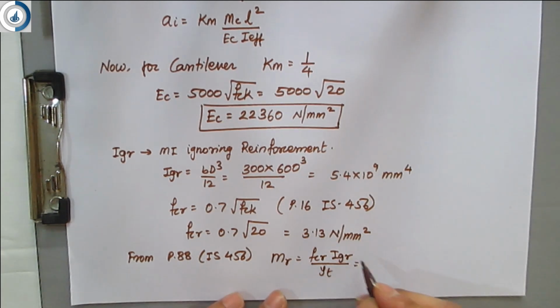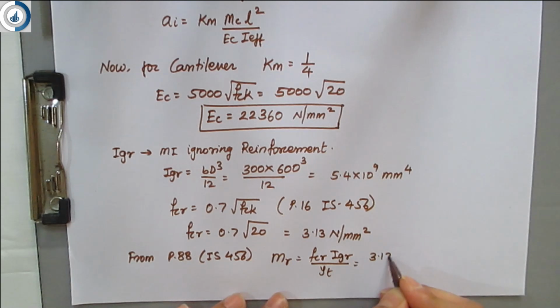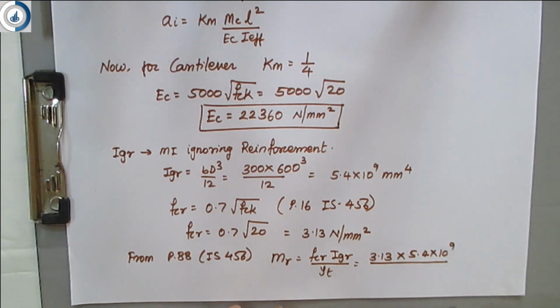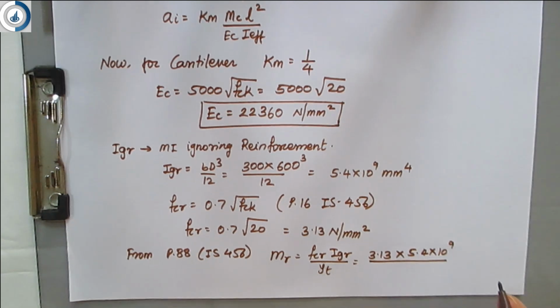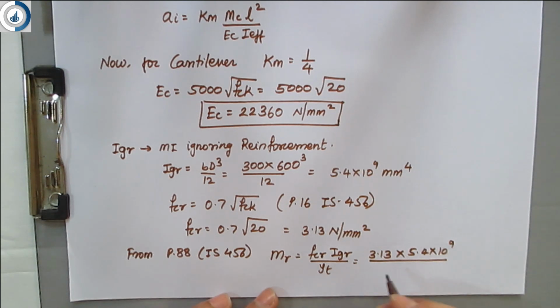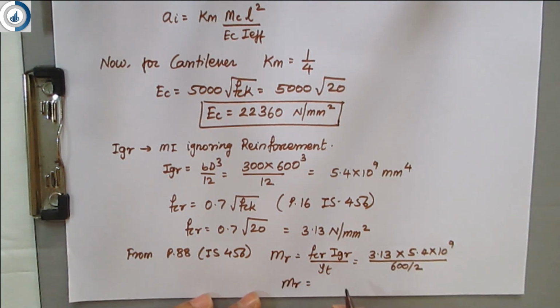So FCR is 3.13, IGR is 5.4 into 10 raised to 9 divided by YT. YT is nothing but your total depth, 600, divided by 2. The centroidal axis you have to see, it is a rectangular section. Okay, so it is 600 divided by 2. So MR works out to be 56.34 into 10 raised to 6 Newton millimeter.